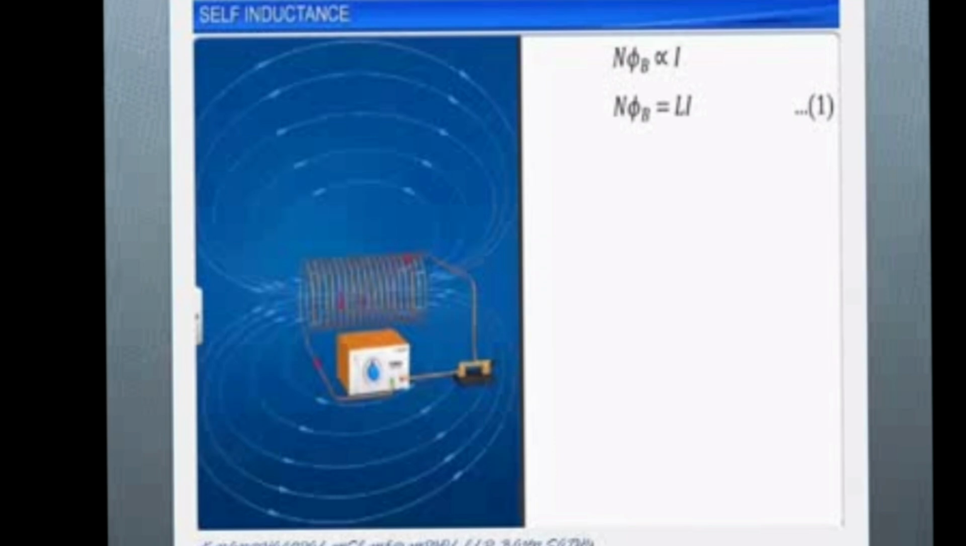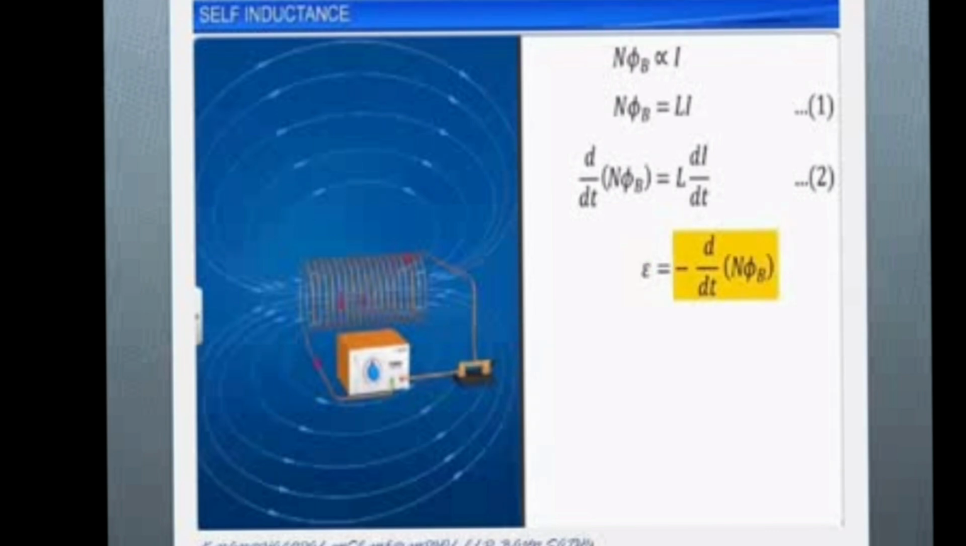N phi B, where phi B is the magnetic flux and N is the number of turns. So we differentiate both sides, d by dt of N into phi. Differentiating on both sides, you can take that as equation 2. According to Faraday's law, E equals minus d by dt of N phi B. Already you know that, Faraday's second law. You can take that as equation 3.